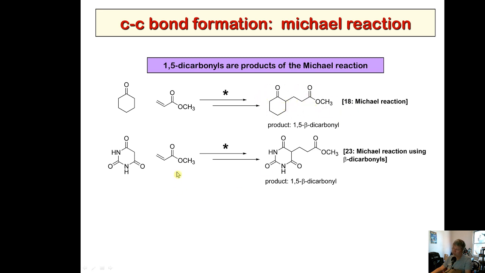Here's just another example. You've got a different Michael donor. This is barbituric acid. This is a different Michael acceptor. This is highly acidic, so much more acidic than this because you have the two ketones here. Anyway, the base would take the proton and then it would attack, and then you'd get the product like this.